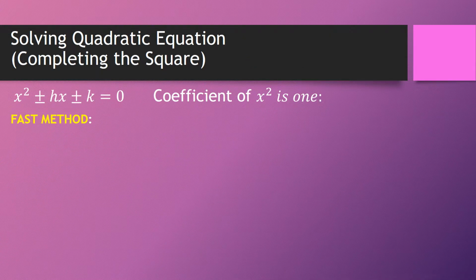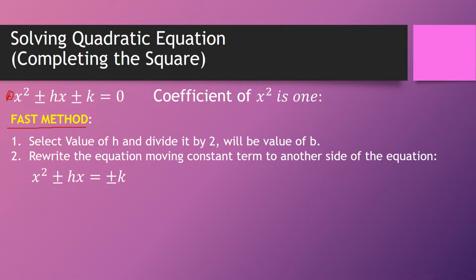Remember, we're going to work with the coefficients. The coefficient of x here is 1. Okay? The coefficient of x squared is 1. I'm going to give you the fast method to solve a quadratic equation using completing the square. First step, you select the value of h, this h. You select this one.